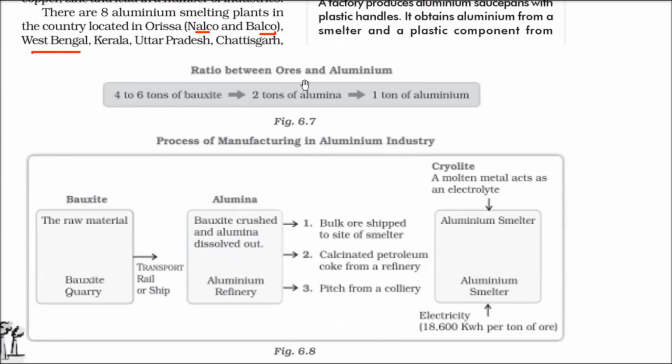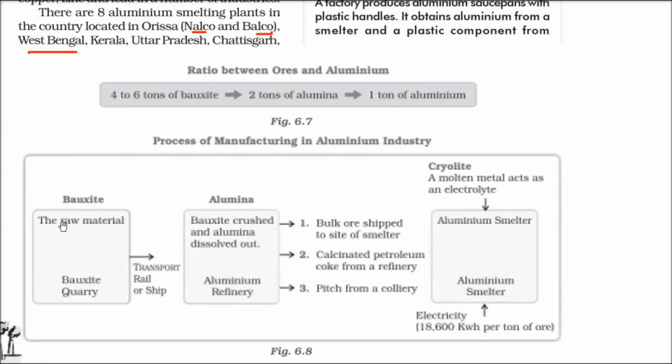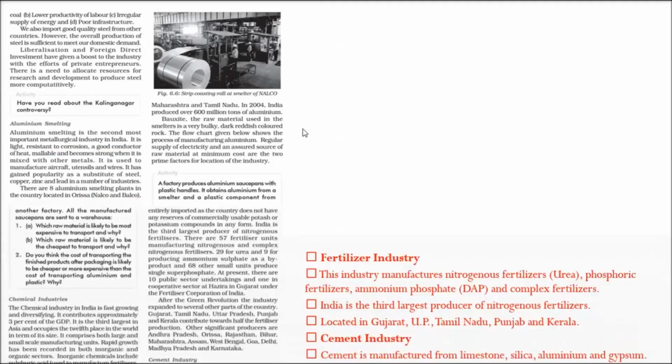So first of all, we need to understand the ratio between the ores and aluminium, that is 4 to 6 tons of bauxite, 2 tons of alumina, and then we get 1 ton of aluminium. So from here we get 1 ton of aluminium. In the process of manufacturing aluminium, the raw material is the bauxite. So we get bauxite from the quarry, and this is transported by rail or ship to the actual location. And here in the aluminium refinery, the bauxite is crushed and alumina is dissolved out. Then in the aluminium smelter we put the cryolite, which acts as an electrolyte where two electrodes are placed, and one of the electrodes will take the aluminium. So this is how we smelt. This is called the smelting of aluminium.